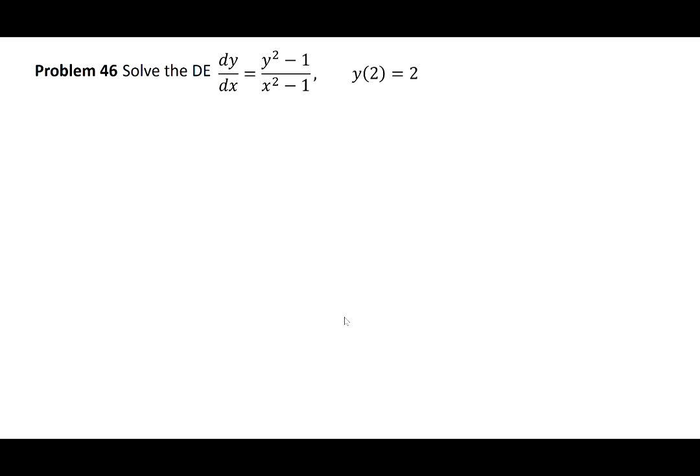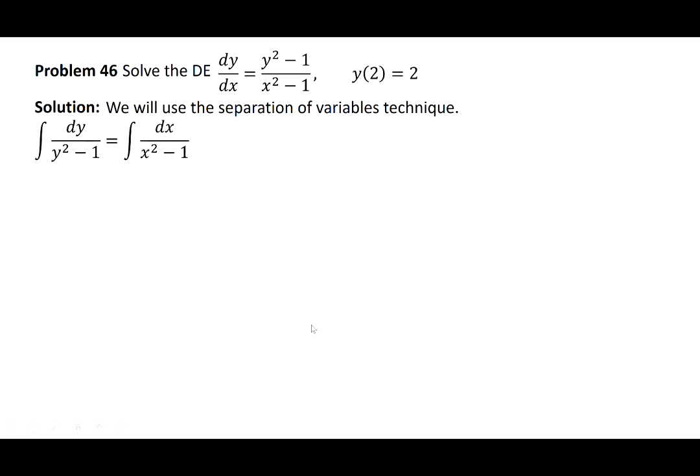Oh, okay. Now I have an initial value problem. Good. So how do we solve this one? Separation of variables. Let's first solve the differential equation. Then we will apply that initial condition of y of 2 equals 2.